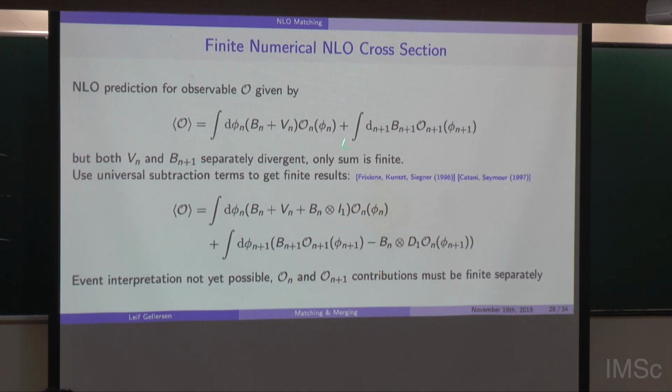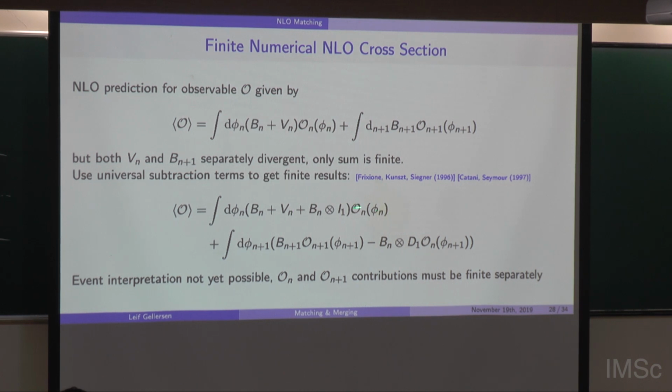So the topology, you saw this already for an NLO calculation, is basically the integral over the Born contribution, the virtual corrections, and the real corrections. So this is an additional radiation, that is loop corrections. But the problem is that V and B_{n+1} are individually infinite, and only the sum of the two will be finite. So there's universal subtraction methods to actually be able to numerically generate NLO cross-sections.